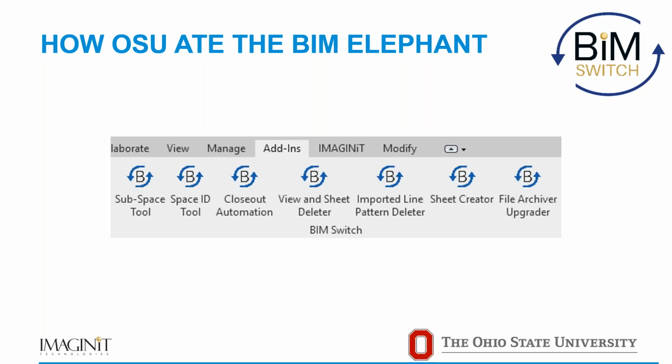But the file archiver upgrader is also a big tool for us. This allows us to very rapidly update our models every year, as every year you've got to update the file formats for Revit. This was a really painful process before we had a tool written for this, because none of the tools out there quite work right in the way that we have our environment set up, in the way that actually most owners would have their environment set up. And it was very time consuming.